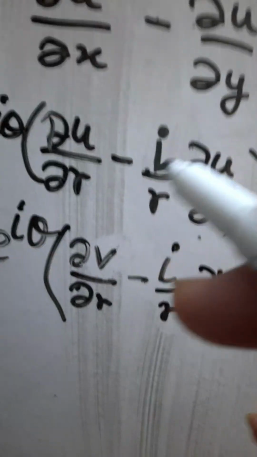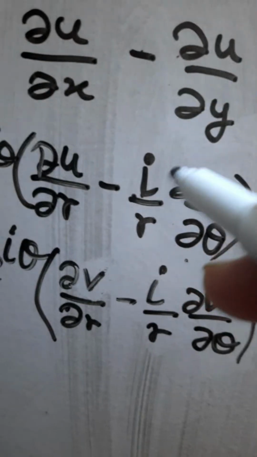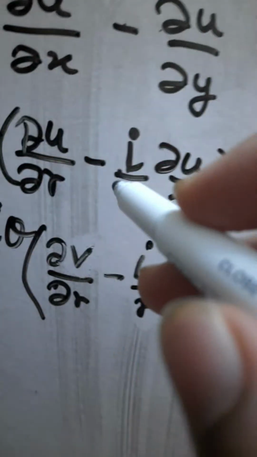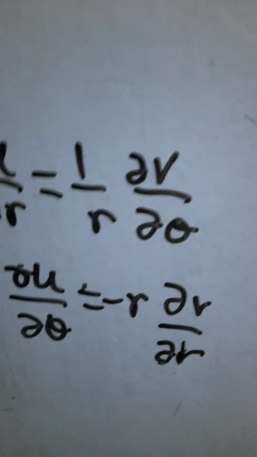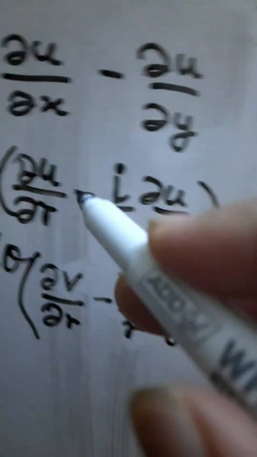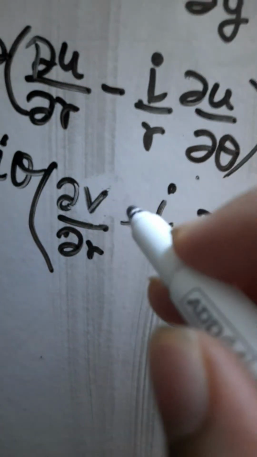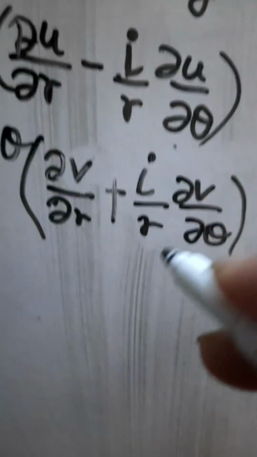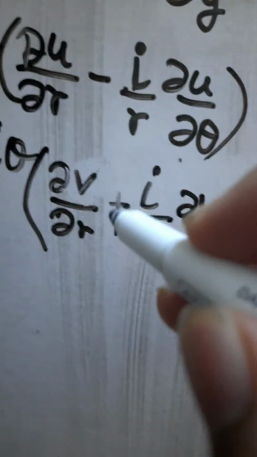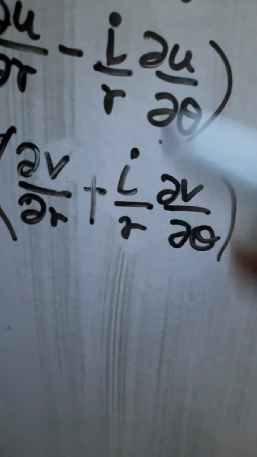And obviously I would be there because this is a complex function. And also there is divided by r because there is 1 by r here in the Cauchy-Riemann equation. And minus is there because we are finding v from u. This is u to v, like we are finding v from u. If we find u from v, then it would be del v by del r plus I by r del v by del theta into e raised to I theta integration.